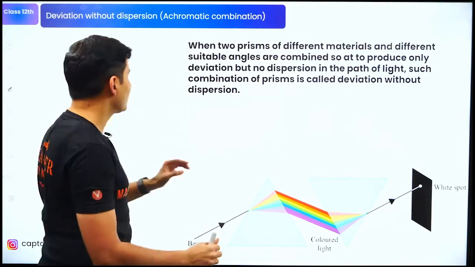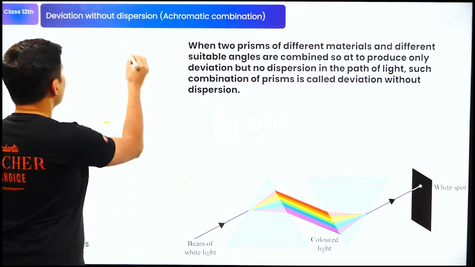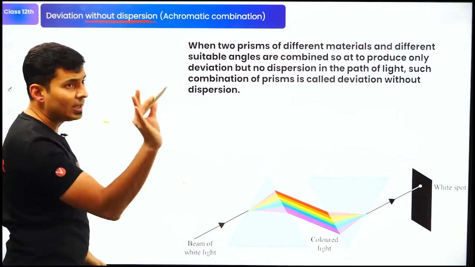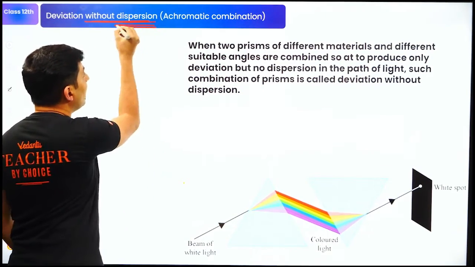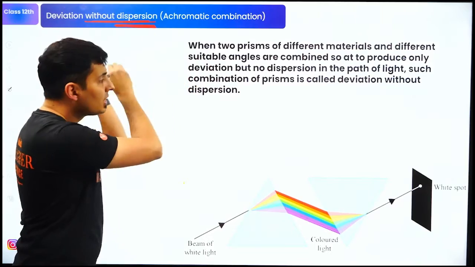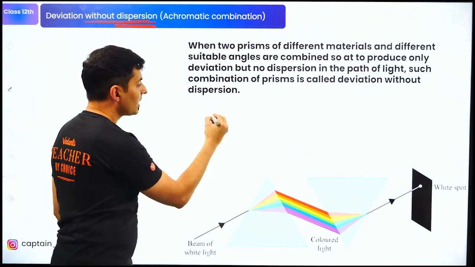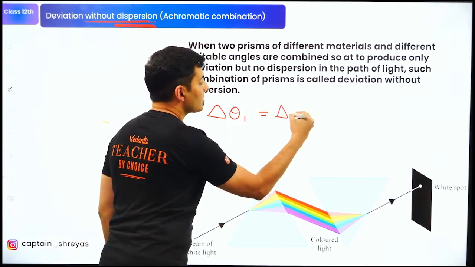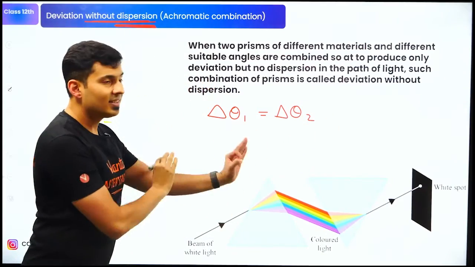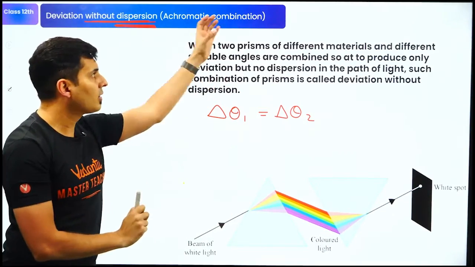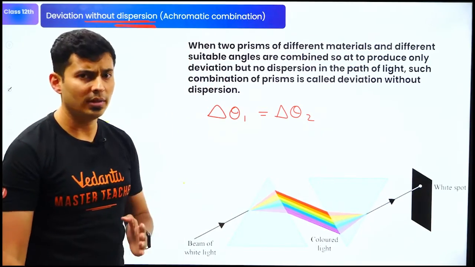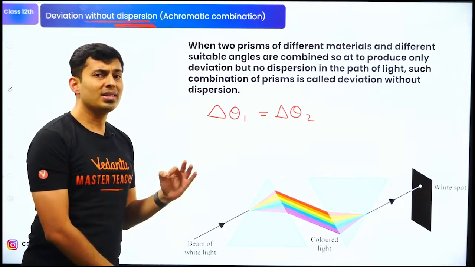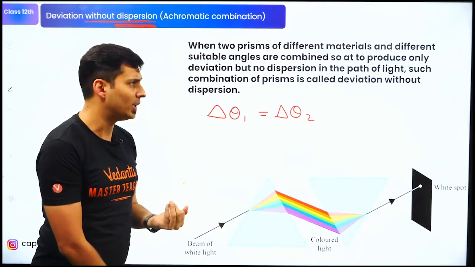So in such a case, because there is no dispersion, like I told you, always concentrate on without, whatever is happening without. There is no dispersion, hence the angular spread in the first prism will be the angular spread in the second prism. This is the criteria for achromatic combination. That's all you need to remember. So don't sit and learn by heart any other complicated formulas.